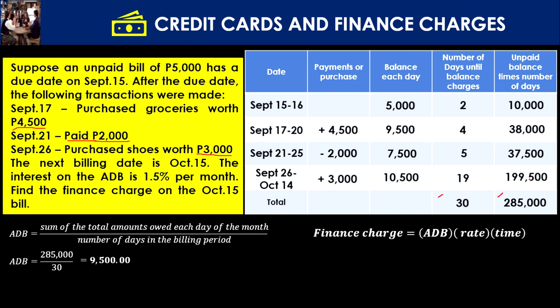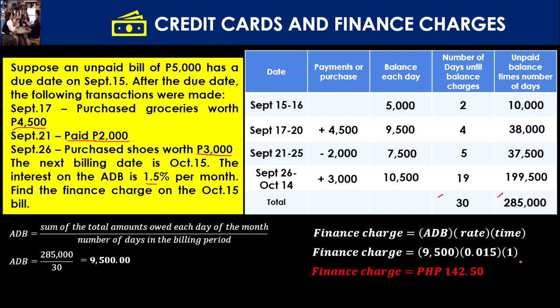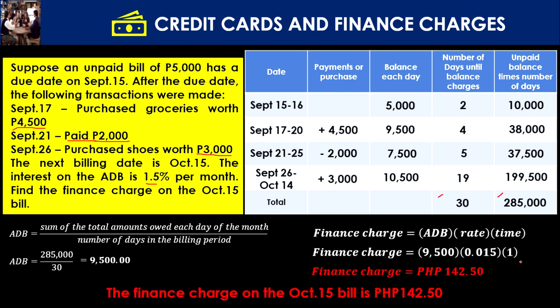Now that we have the average daily balance, all we need to do is substitute all the given values into our formula. So that's 9,500 times 1.5%. If we convert that to a decimal, that is 0.015. Then we have time as 1 month, so that's 1. So 9,500 times 0.015 times 1 is 142.5. Therefore, the finance charge on the October 15 bill is 142 pesos and 50 centavos.